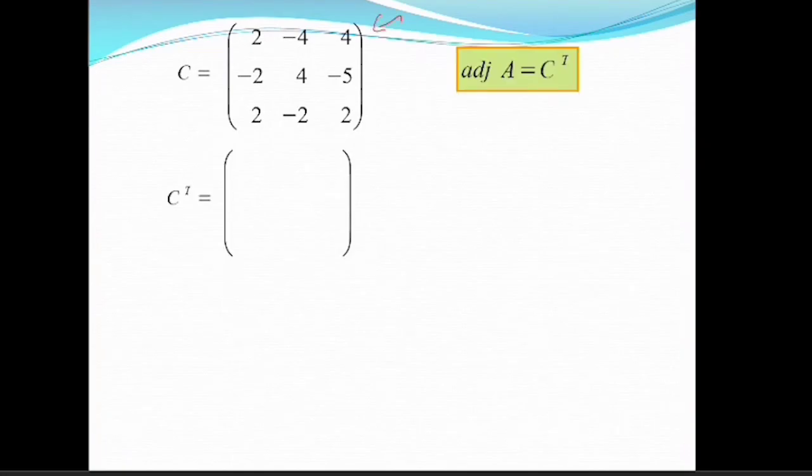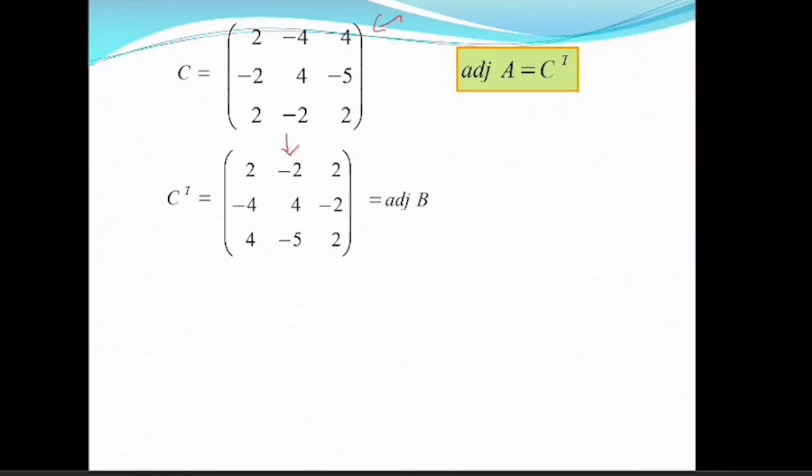Remember, the adjoint matrix is just the cofactor matrix being transposed. Now we just have to transpose this cofactor matrix. The rows will be the columns. 2, negative 4, 4. Negative 2, 4, 5 will be written downwards. Next we have 2, negative 2, and 2. This is your adjoint matrix.